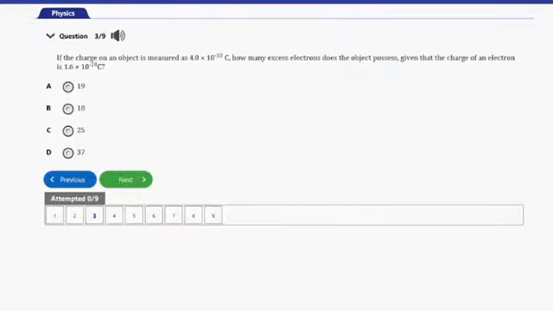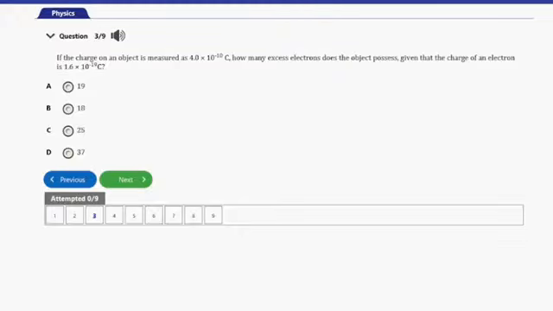It's question number 3, and it says, if the charge on an object is measured as 4.0 times 10 to the power of negative 10 coulombs, how many excess electrons does the object possess, given that the charge on an electron is 1.6 times 10 to the power of negative 19 coulombs? So guys, this is very simple.